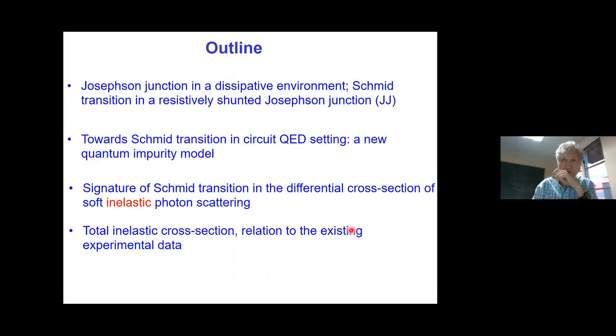So here's the outline. I'll remind what the Schmid transition is first in a shunted junction. Then we'll do another representation of the Schmid transition in the context of circuit QED, and it actually leads us to a new quantum impurity model. Then we'll discuss the signatures of the Schmid transition in the inelastic differential cross-section for photon scattering. And lastly, I'll tell a little bit about experiment and theory. The experiment addressed so far only the total cross-section, which is a much simpler quantity.